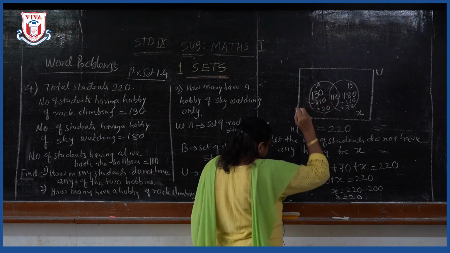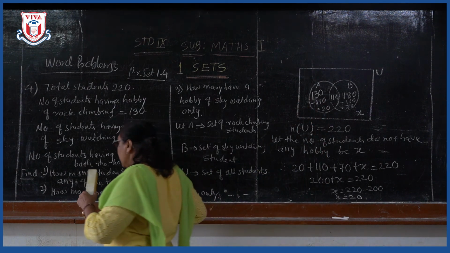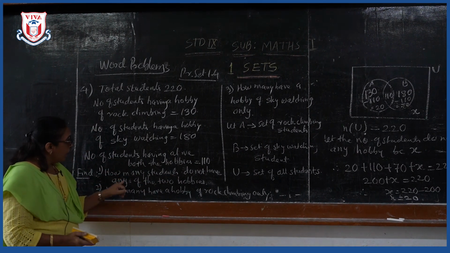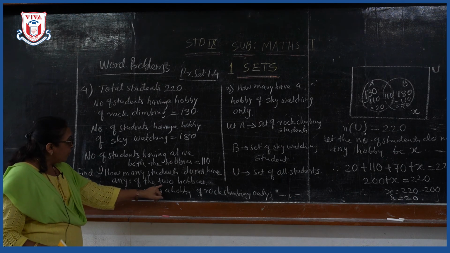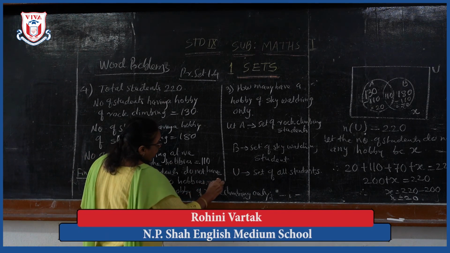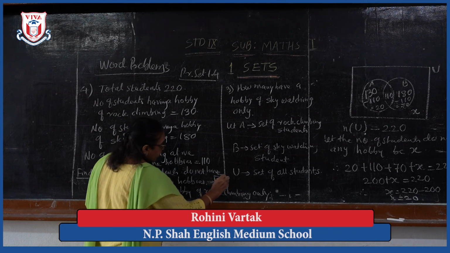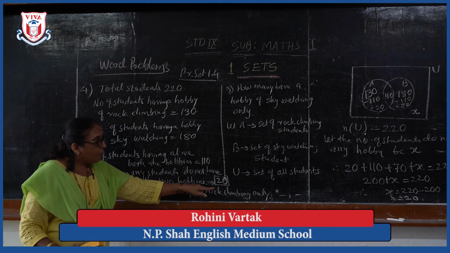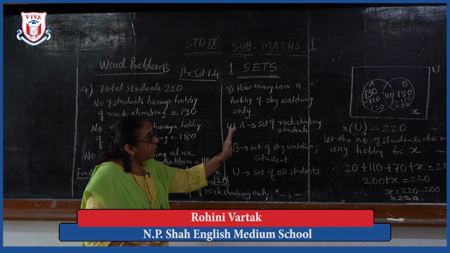How will you write the answers? Just see, how many students do not have any of the two hobbies? That answer will be 20. Now how many students have the hobby of rock climbing only?